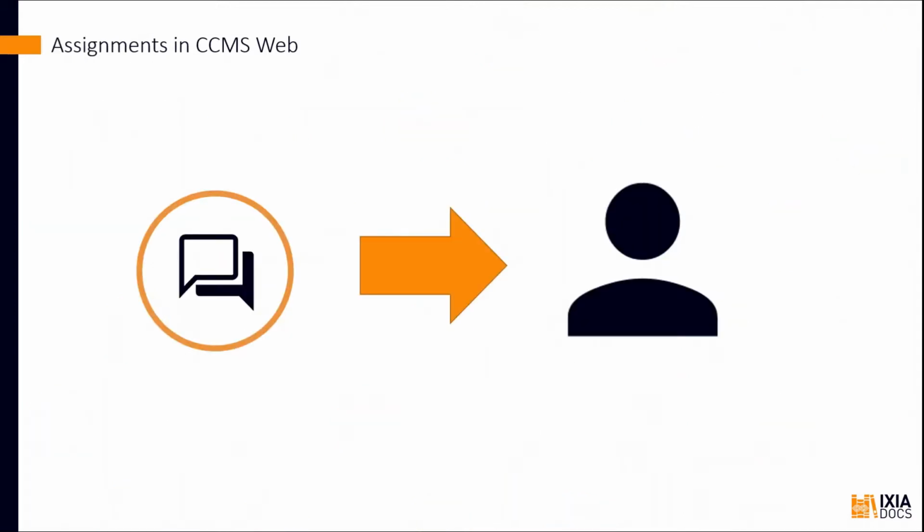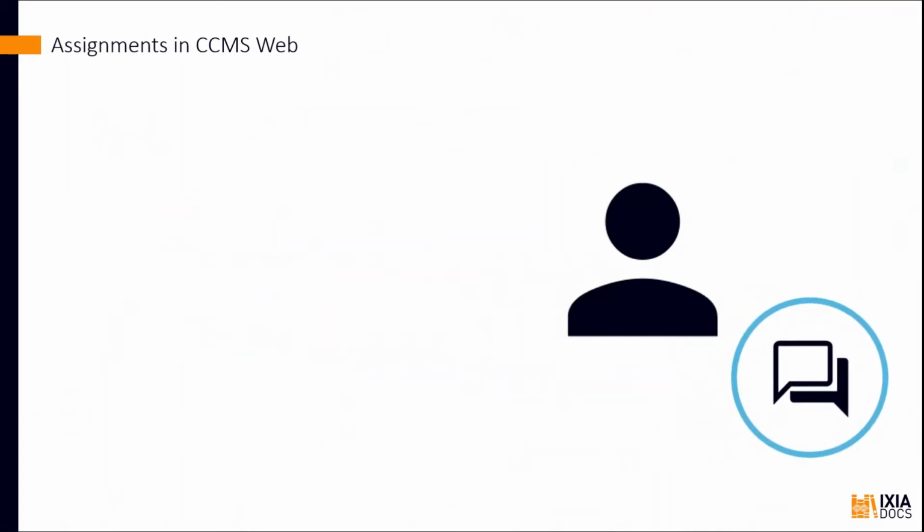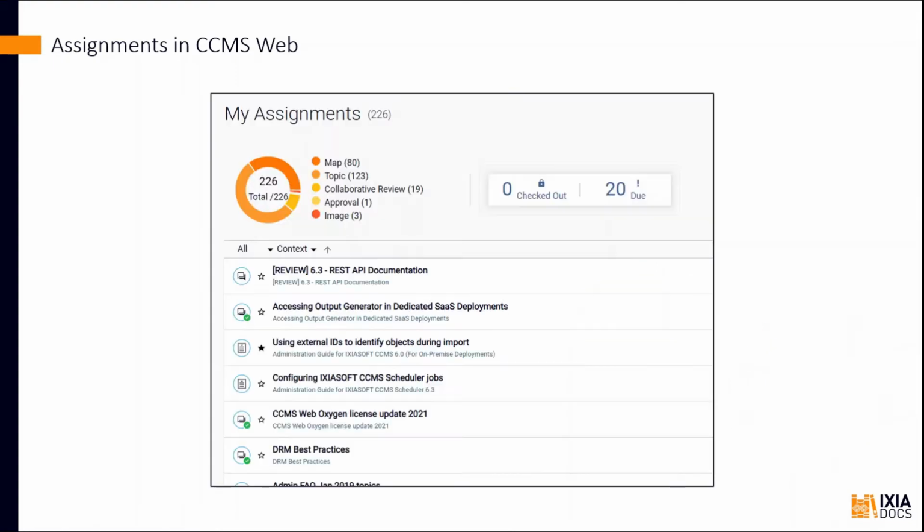Any of these objects can be assigned to users, and when you assign an object to a user, it becomes an assignment. Assigning an object doesn't change the object at all. It just means that this object appears on the assigned user's My Assignments page, where they can see and work on it. But an assignment only appears on a user's My Assignments page if it is in the right status. So I'm going to back up a bit and talk about object statuses for a second.